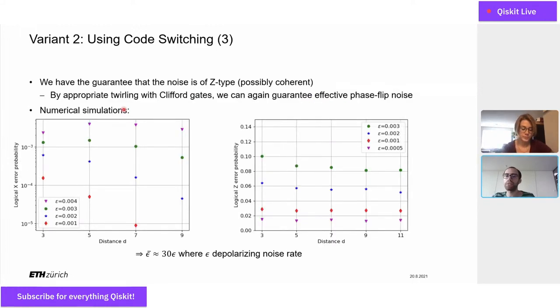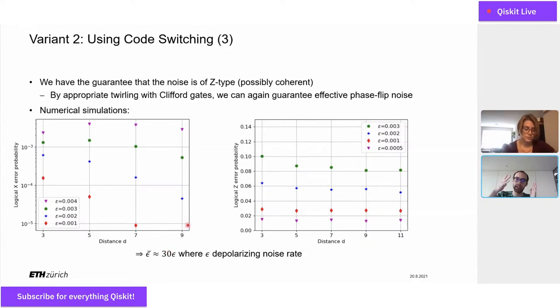Just to give you a little bit of a flavor, I show here some numerical simulation that we did. We simulated depolarizing noise on the system, and we wanted to see the probability of having a logical X error and a logical Z error caused by our noisy logical T gates. You can see that the logical X errors, first of all, are very small, and they get nicely suppressed by increasing the distance of our code. Whereas if you look at the logical Z errors, unfortunately, as expected, they do not decrease when you increase the distance. And from this simulation, you can figure out that epsilon bar is roughly equal to 30 times epsilon.